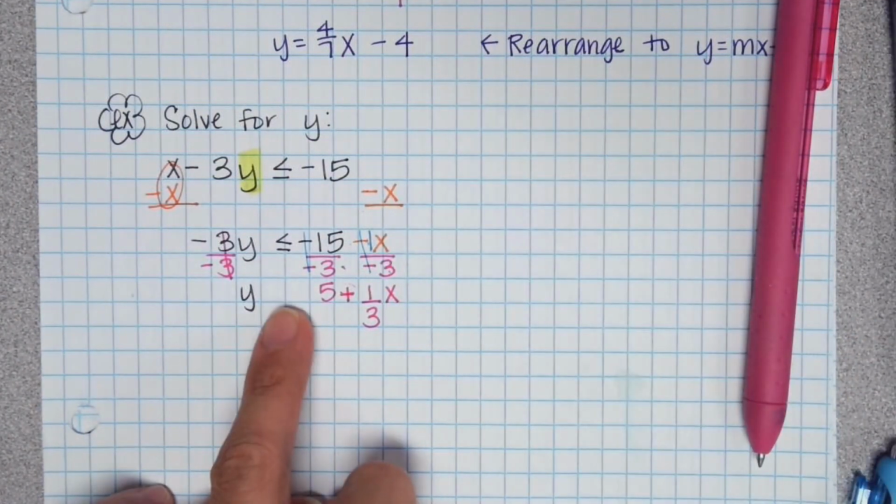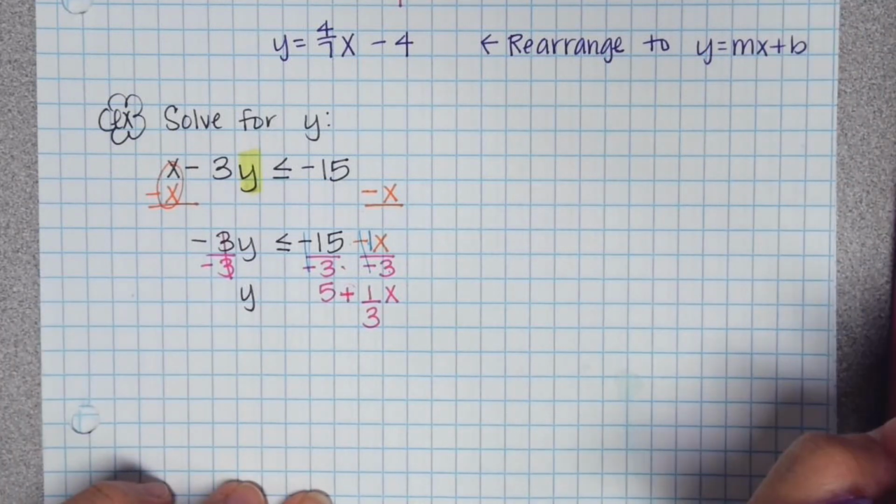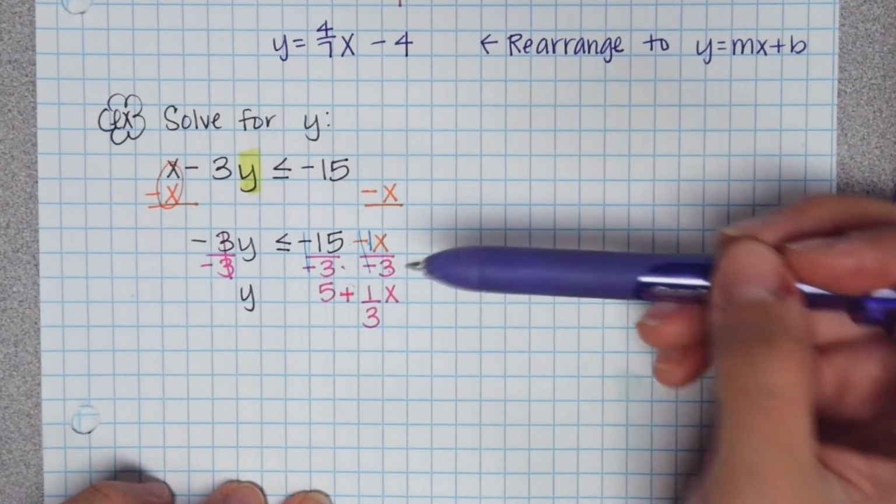All right, and then I left this blank because we're dealing with an inequality. I have to go back and think. My golden rule. What does that golden rule say? Flip the sign if you divide by a negative number. If you divide by a negative number, you flip the sign.